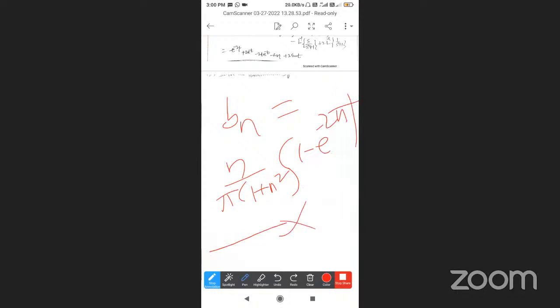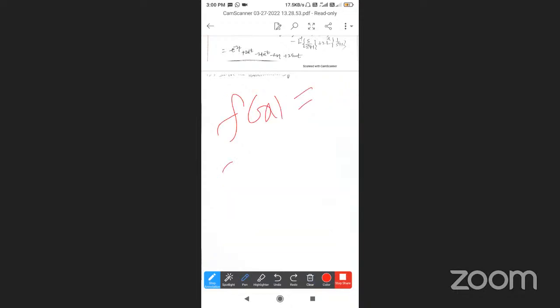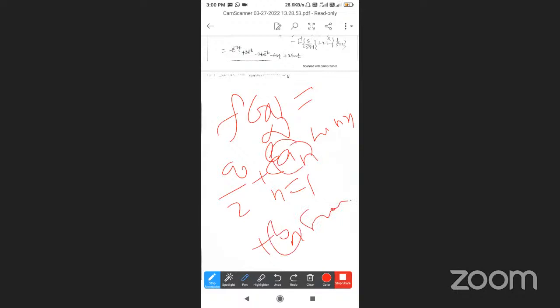Now we apply the Fourier series formula: f of x is equal to a naught by 2 plus summation n is equal to 1 to infinity of an cos nx plus bn sin nx. Putting the an value, bn value and a naught value, e power of minus x is equal to 1 minus e power of minus 2 pi by pi, into 1 by 2 plus summation n is equal to 1 to infinity 1 by 1 plus n square cos nx, plus summation n is equal to 1 to infinity n by 1 plus n square sin nx.